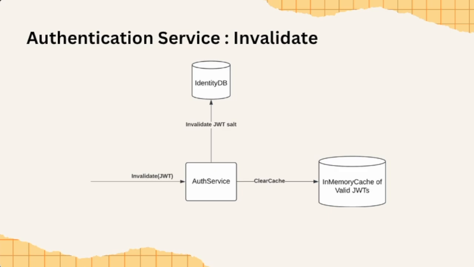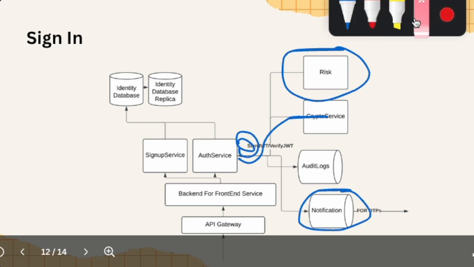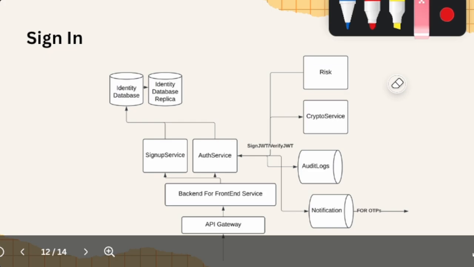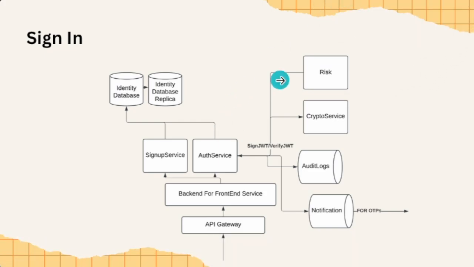So after invalidate, let's look at the sign-in method. For sign-in, we are told that there will be around 1 million sign-ins per day. So this is relatively low traffic compared to our verify endpoint. We already discussed a bit in the high level design, but there are some additional details here. Look at the risk engine.